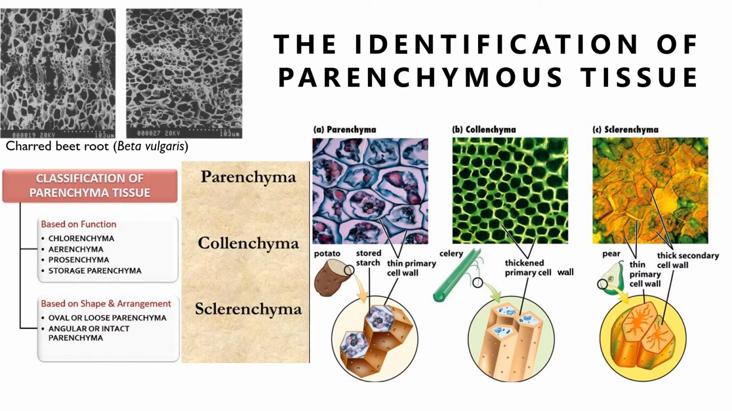The other simple permanent compounds are collenchyma, such as the fibrous tissues in celery, and sclerenchyma, such as the stone cells in a pear. Further classification of parenchyma is based on functional characteristics, shape, and arrangement of the cells.